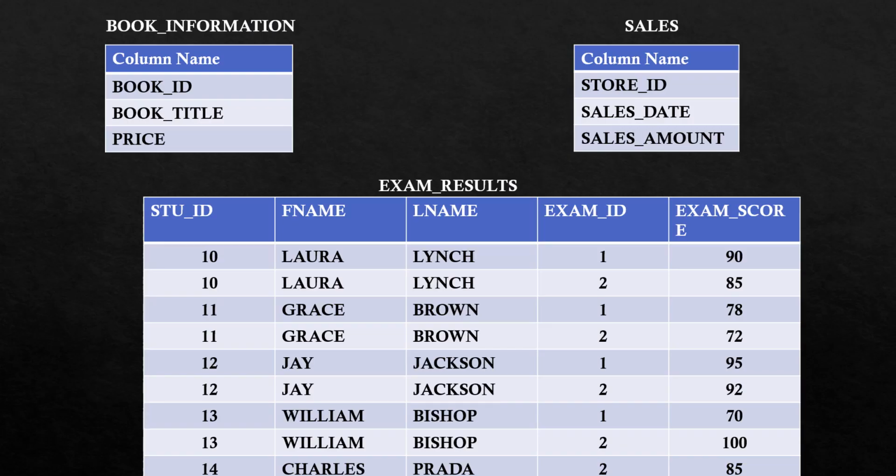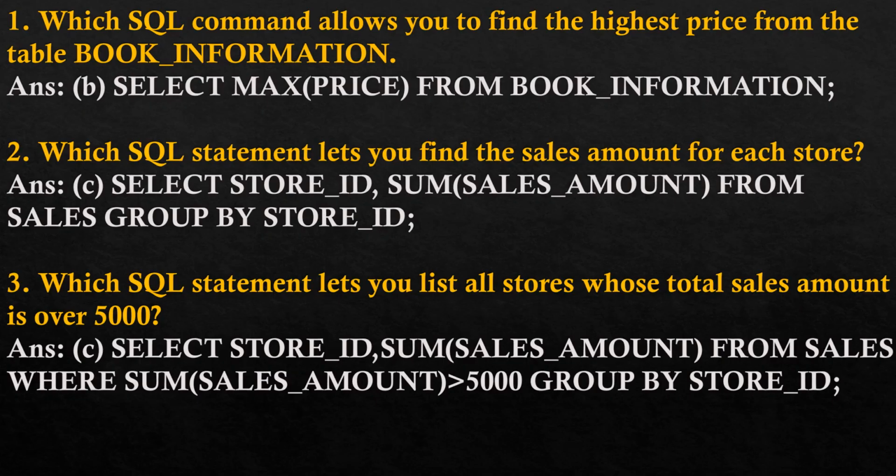Now consider these tables. There are three tables: book information, sales and exam results. And the following questions are based on these tables. Now which SQL command allows you to find the highest price from the table book information? Now the command is like this: select maximum of price, that you have to use max, then from book information. So option B is the correct answer.